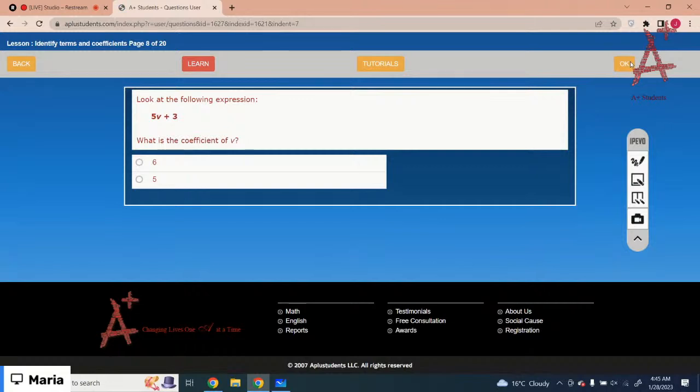Okay, look at the following expression: 5v plus 3. What is the coefficient of v? Which is the numerical value written with the v? Yes, very good. That would be 5. That means the coefficient of v is 5.